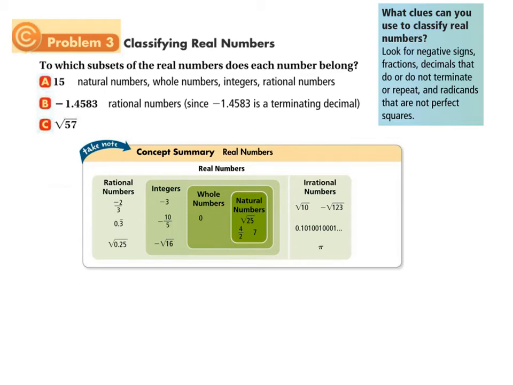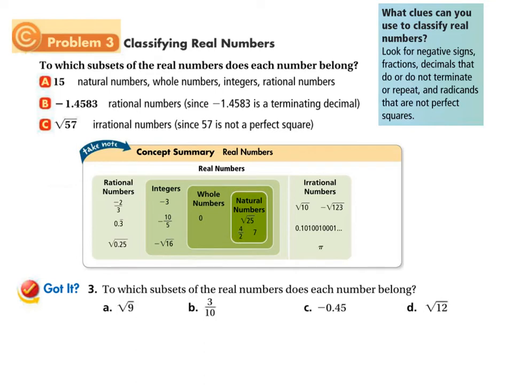And finally, we have this square root of 57. Now, what are the perfect squares on either side of it? Square root of 49 is 7. Square root of 64 is 8. So it's between 7 and 8, but it's not a perfect square. And anytime you're square rooting a number that's not a perfect square, that doesn't work out to be an integer, it's going to be irrational. So this number is irrational. Got it? If you do got it, let's see if you can do the got it problems. Categorize these as well.